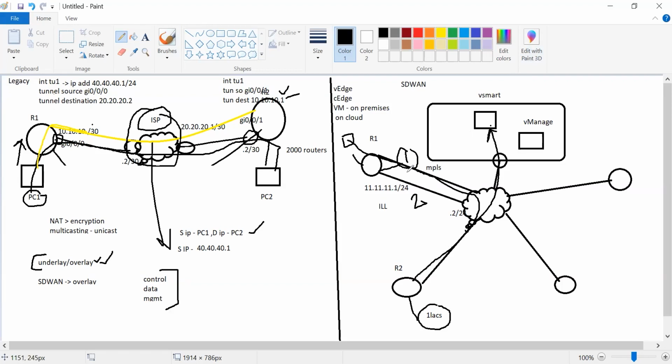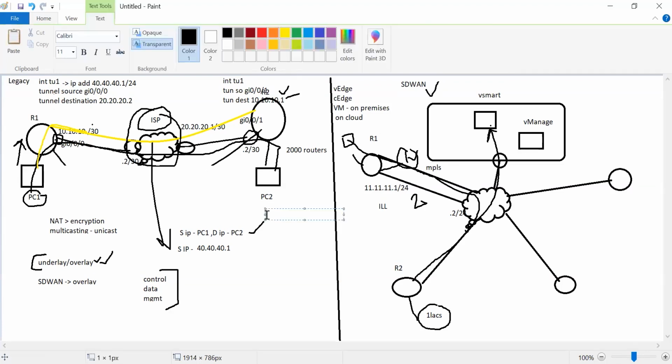And we can say that in case the first link is down, it should fall back to the second link, or we can say that if the first link is down, it should not fall back to the second link. Okay. So these are the sort of things that we can achieve with SD-WAN. In traditional networking, you cannot do this.